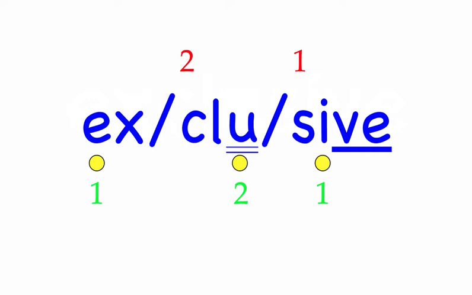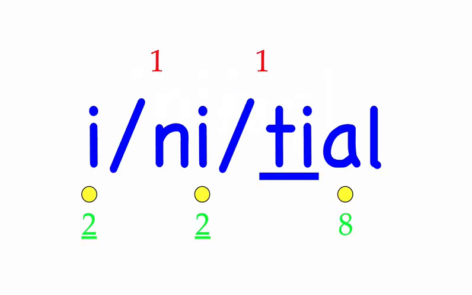Initial. Initial. Please initial this document. I-ni-shal. I, one sound. Ni, two sounds: n, i. Shal, three sounds: sh, ah, ul. I-ni-shal. Mark the word.